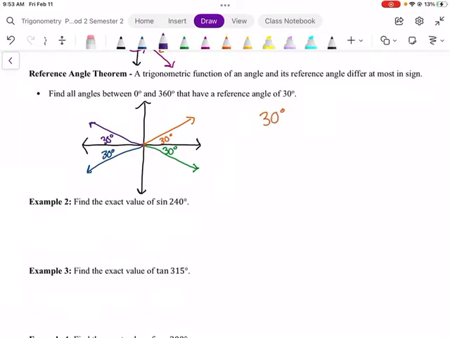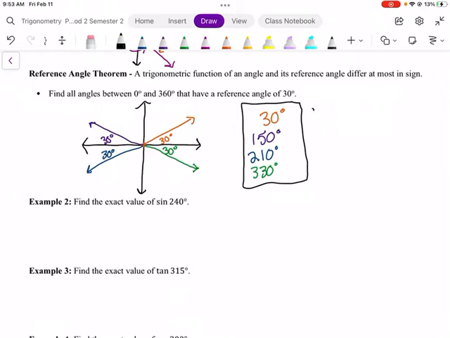And then to get to the second one, we're going to take 180 minus 30, which would be 150. Our third one, we would take 180 plus 30, which would be 210. And then our last one, we are going to have 330. So these are all of the angles that have a reference angle of 30 degrees between 0 and 360. So if we were to evaluate sine of all four of these angles, it would have the same number value. The only thing that would be different is the sign.